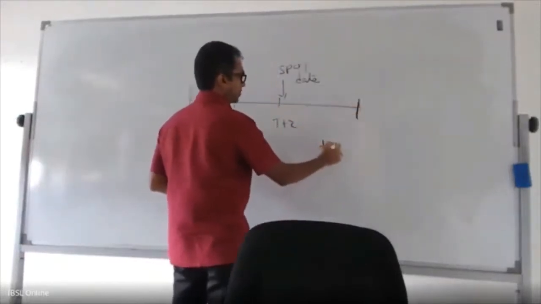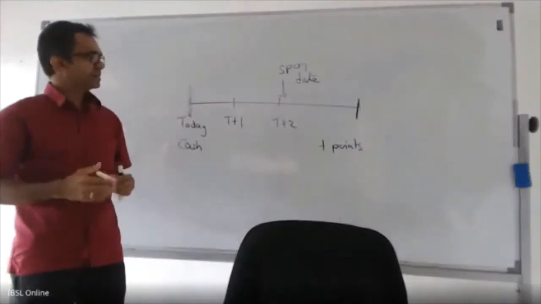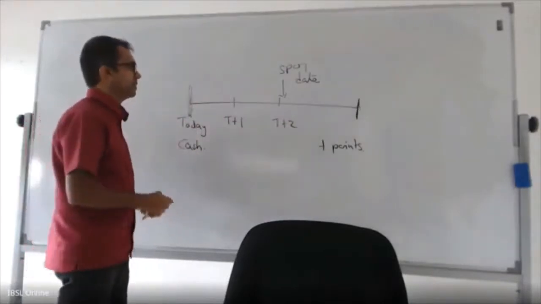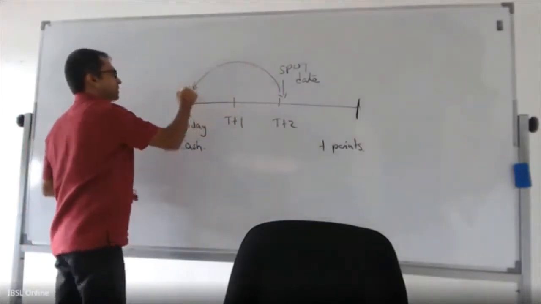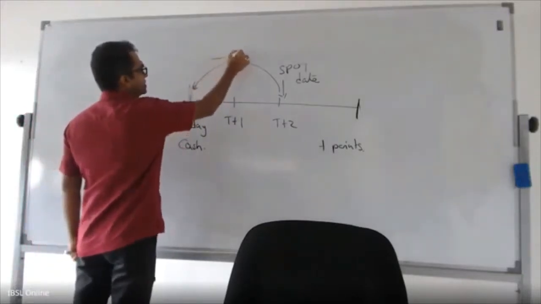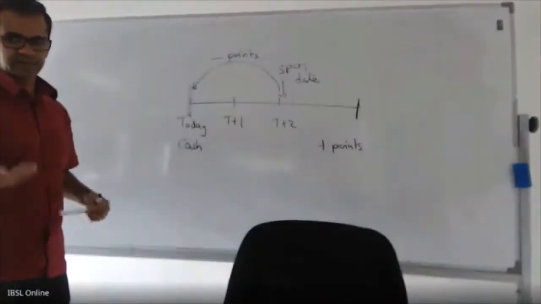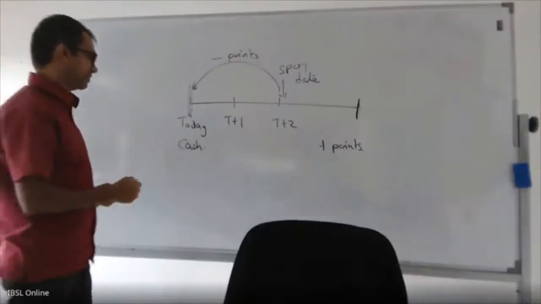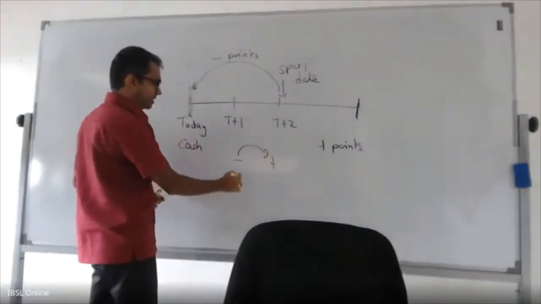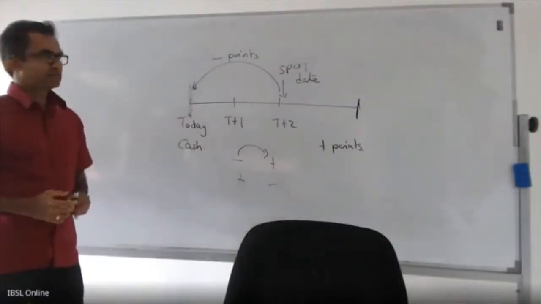We add swap points. Generally what we do, we add swap points when we are moving forward. Now here we have to go back, so what we have to do is subtract points. Instead of adding, since we are going back in time, we have to subtract. That's why we change the sign. Whenever we have negative points, we add them. Whenever we have positive points, we subtract them.